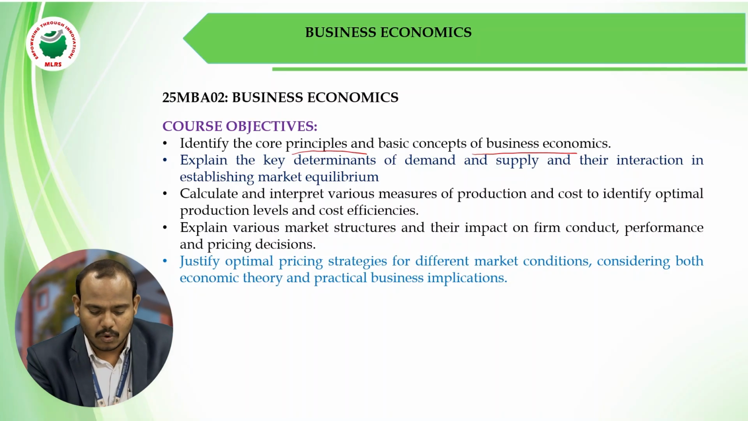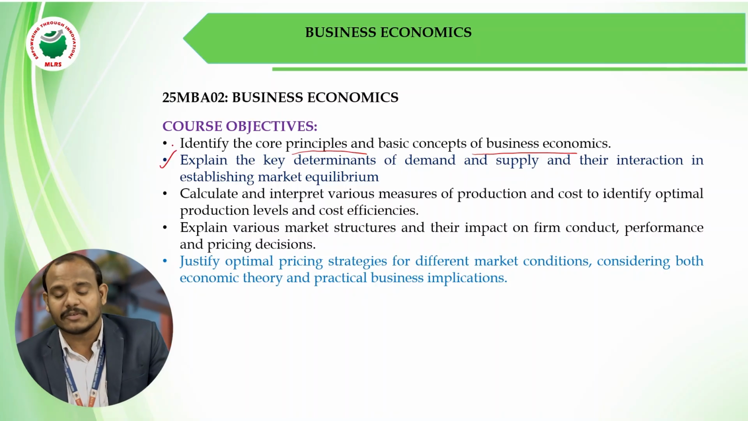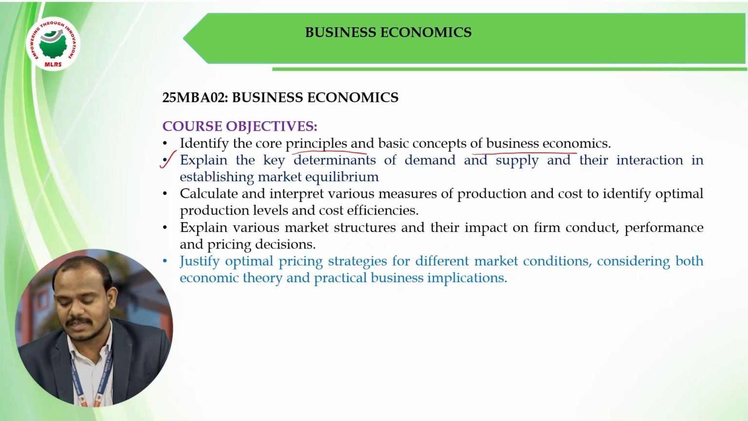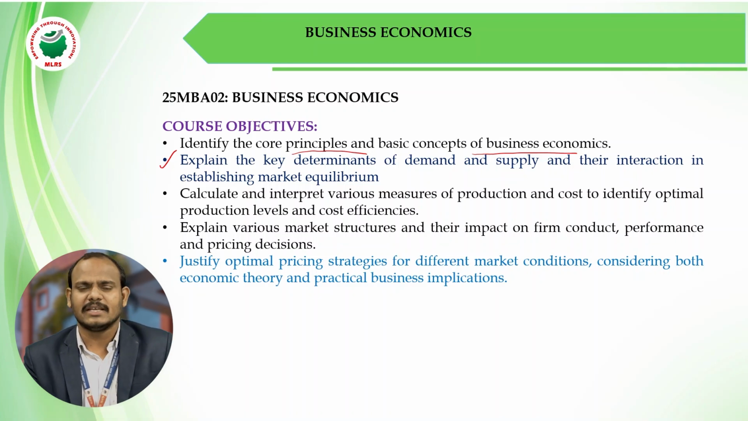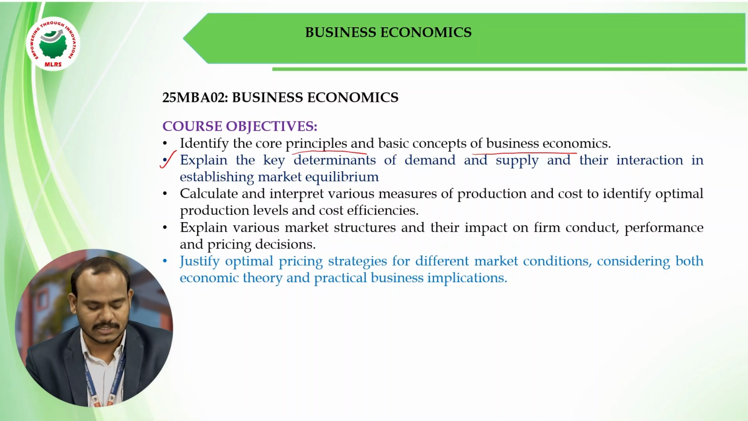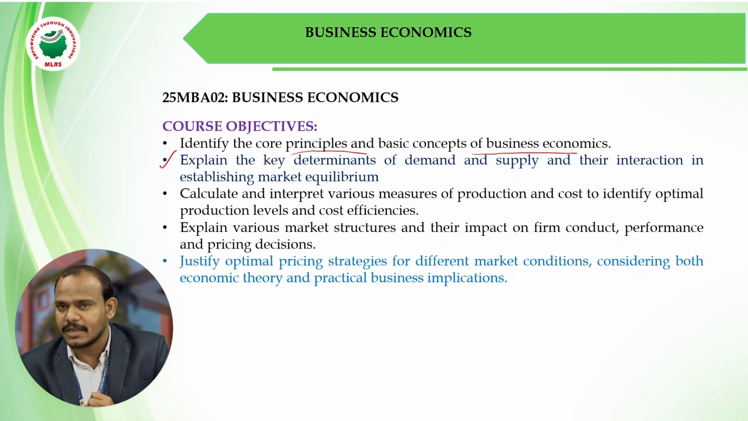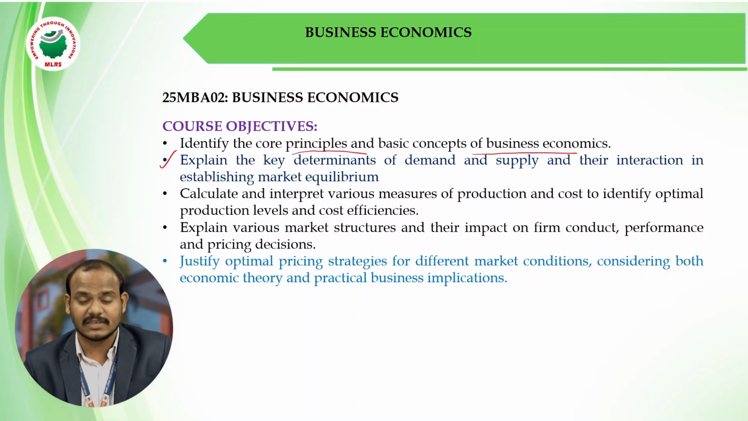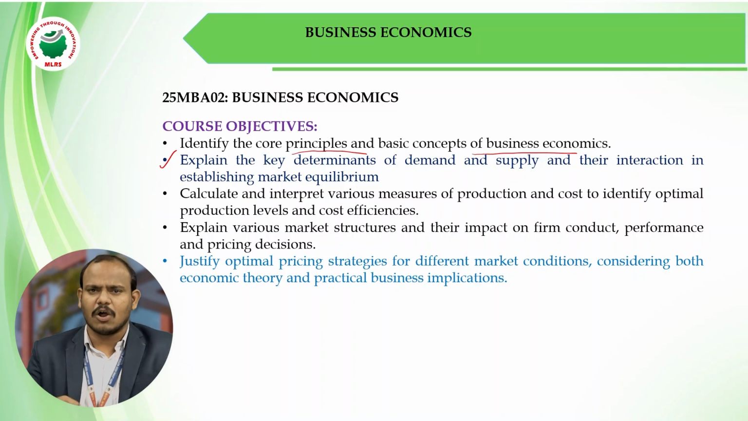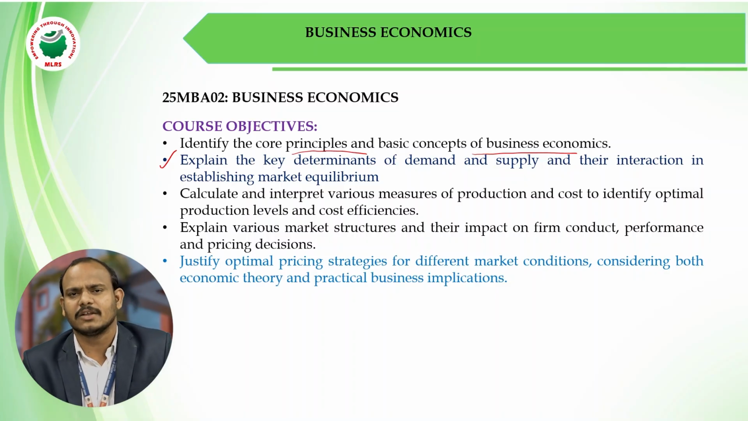The second core objective: explain the key determinants of demand and supply and their interaction in establishing market equilibrium. Next, we study how markets function. We will examine the factors that influence demand, like income, preferences, and price, as well as the factors affecting supply, such as production cost and technology. All these are covered under the second core objective.